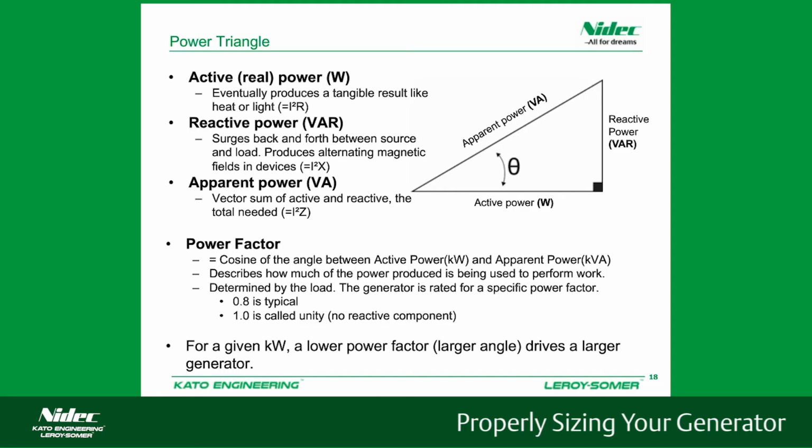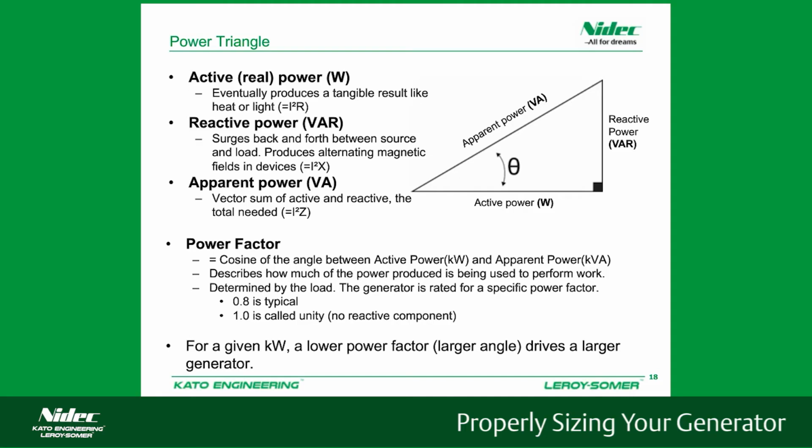So our power factor is the cosine of the angle between our active power and our apparent power. Also, that's a fancy way of putting it: it's the ratio between our active power and apparent power. So it describes how much of the power being produced by the generator is going towards actual work and how much of it is putting actual torque on the motor. So this is determined purely by the load.